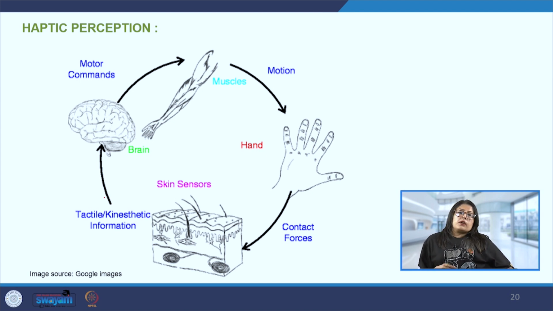Similarly, when we have different buttons that need to be pressed, some buttons need to be flicked up or down, other buttons need to be rotated, some buttons have to be pressed. So how much force is required, how much pressure is required, how much turning or twisting is required, how do we hold this? All of this information the brain perceives depending on the feedback it is getting through the haptic channel.